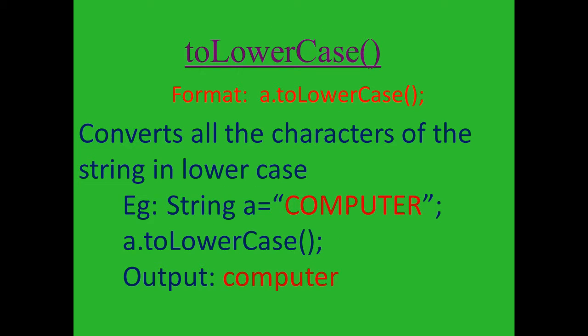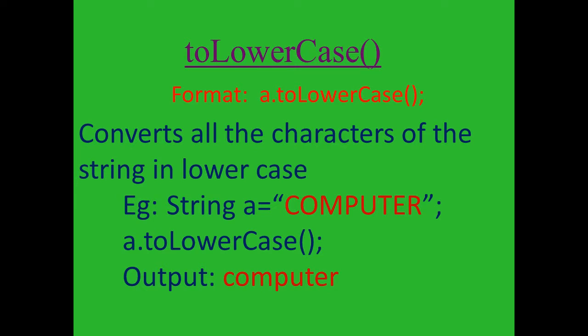Let's start with our new function, toLowerCase. This function converts a given string into lowercase characters. If any character is already in lowercase or is a special character, then it will remain the same. Lowercase means converting into small letters. Then what's the syntax of this function? See, first we will write the string name, dot, toLowerCase with a function bracket, then put the semicolon.